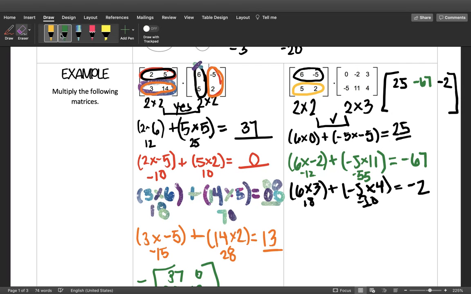First column. So 5 times 0 plus 2 times negative 5. So 5 times 0 gives me 0. 2 times negative 5 gives me negative 10. Negative 10 plus 0 gives me negative 10.